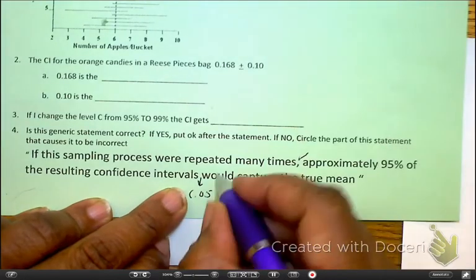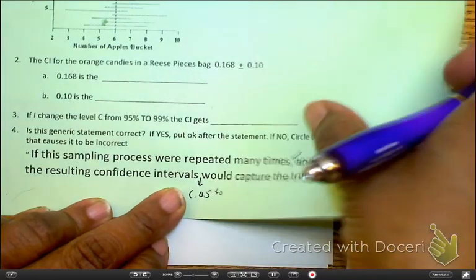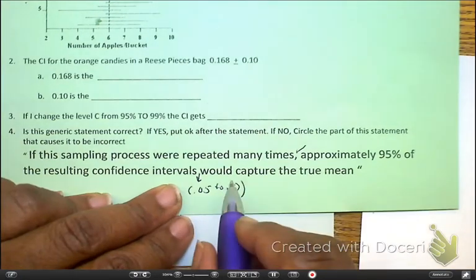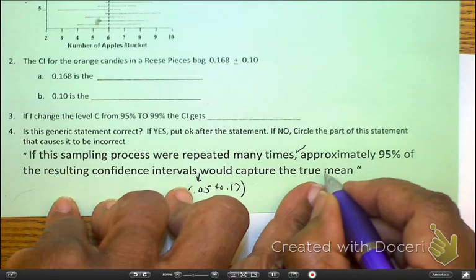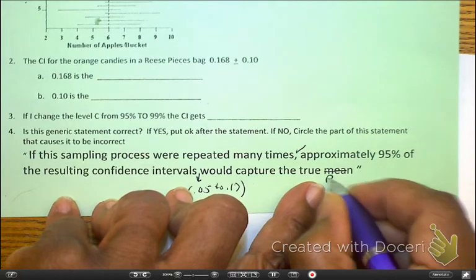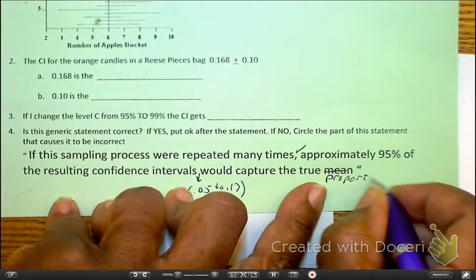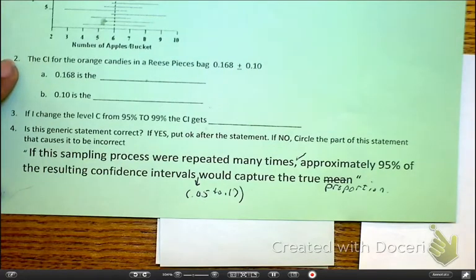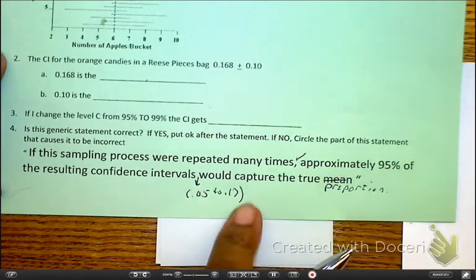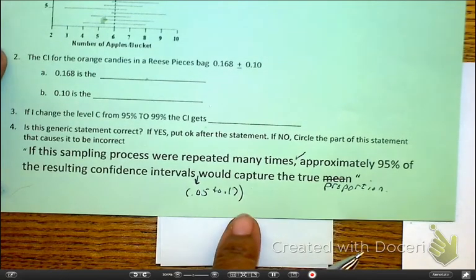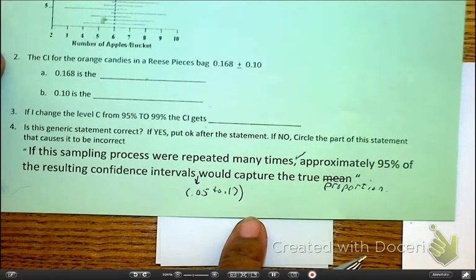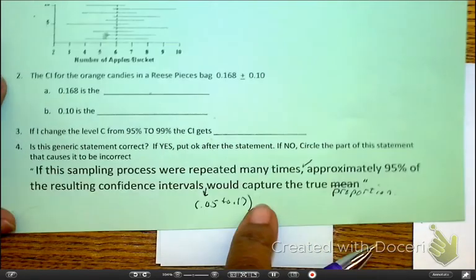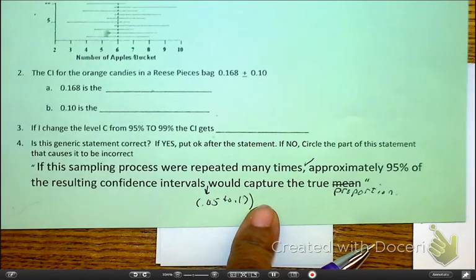0.05 to 0.17, would capture the true, and in this case I'm going to say proportion. Now I'm crossing things out, and I'm not crossing things out because I'm saying it's wrong. I'm crossing things out because I'm putting it in context to the particular question that we are doing. Okay, so this is also another way of saying it.